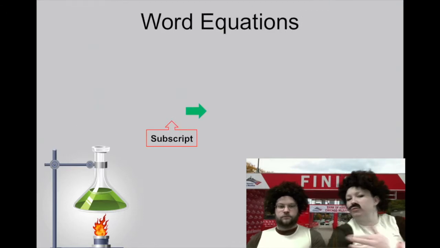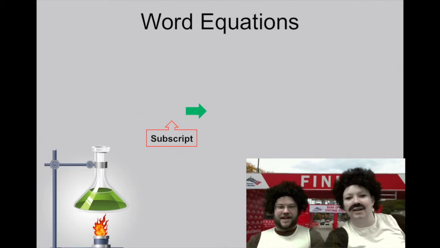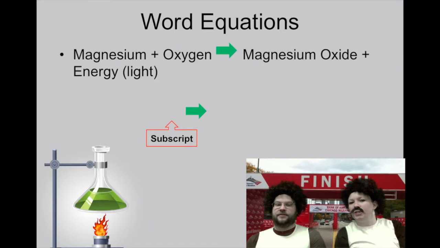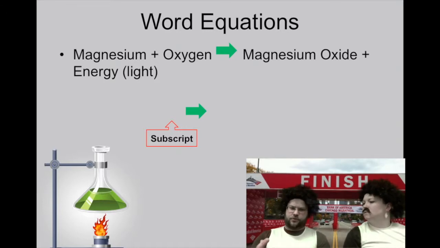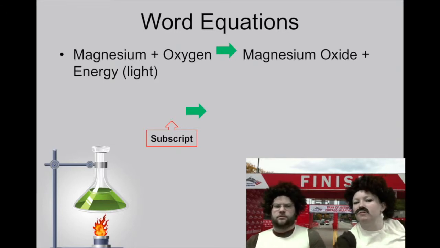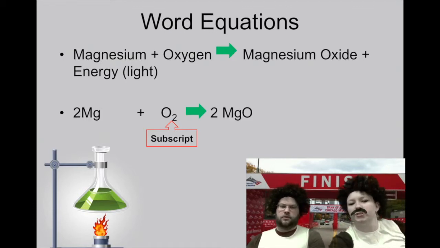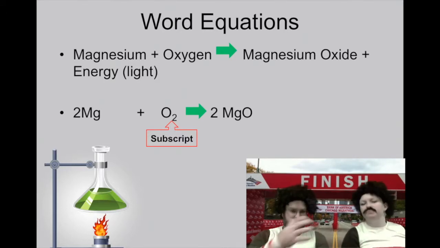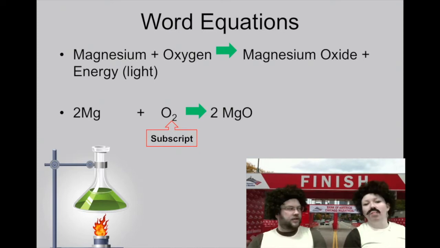So we can also do this with word equations. Magnesium plus oxygen will yield magnesium oxide and energy. So it's the same thing, but instead of symbols, we've just put in words. And since we know how to take those words and put them into symbols and formulas, we can turn it into the equation. So it's just an extra step. If we're given the words, then we have to write down what the symbols are, the whole crisscross thing if we need to crisscross.